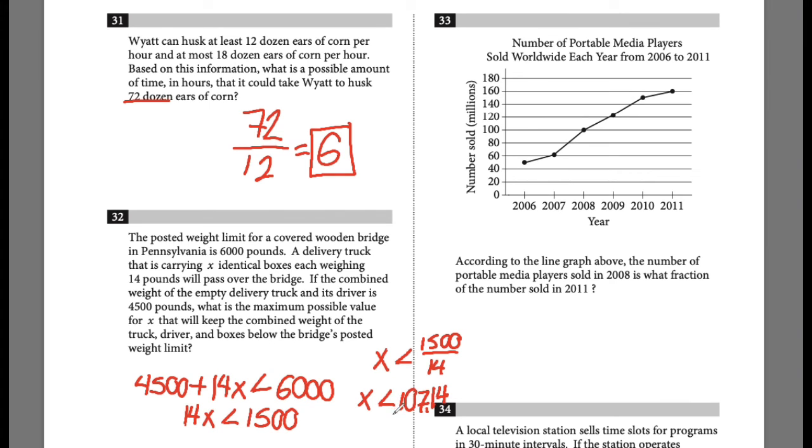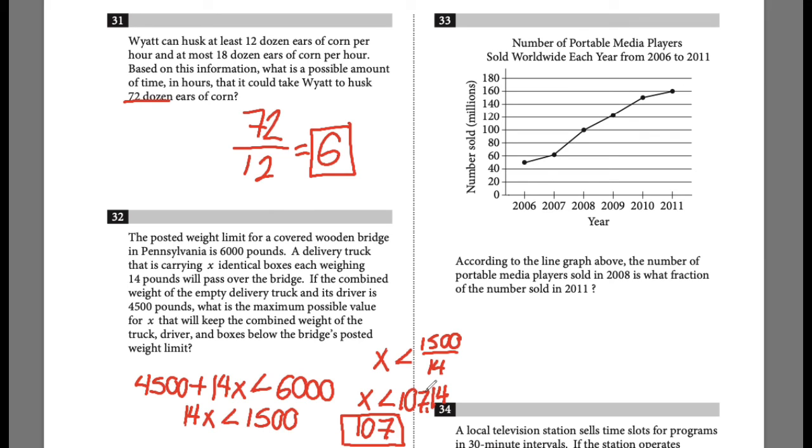So the maximum number of packages that they can deliver is going to be 107. Since you can't have a portion of a box, 108 boxes would be too much. So the maximum number of boxes they can bring is 107.